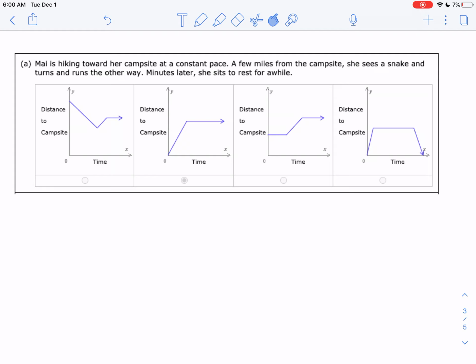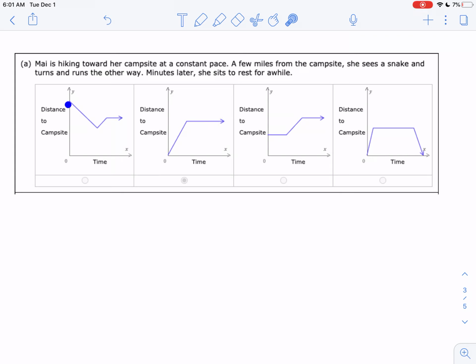And finally, let's take a look at this question. It says, I think that's Maya. Maya is hiking towards her campsite at a constant rate. A few miles from her campsite, she sees a snake and turns and runs the other way. Minutes later, she rests for a while. Now, let's take a look at what you did. You said she's hiking away from the campsite, and then she stops when she sees the snake. That's not what happens.